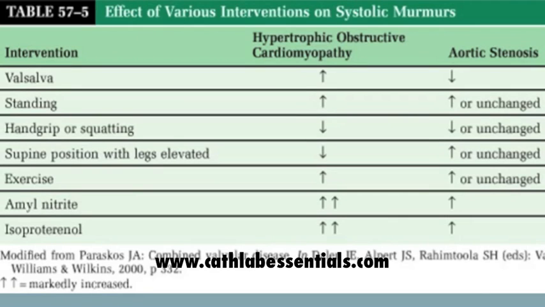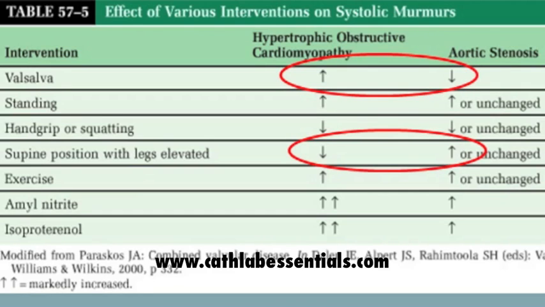On physical examination, two maneuvers really differentiate the two types of obstruction to left ventricular outflow that might be confused with aortic stenosis. These two maneuvers include Valsalva maneuver and supine position leg raising. Why do these two maneuvers change the murmurs of hypertrophic obstructive cardiomyopathy and aortic stenosis in different directions?